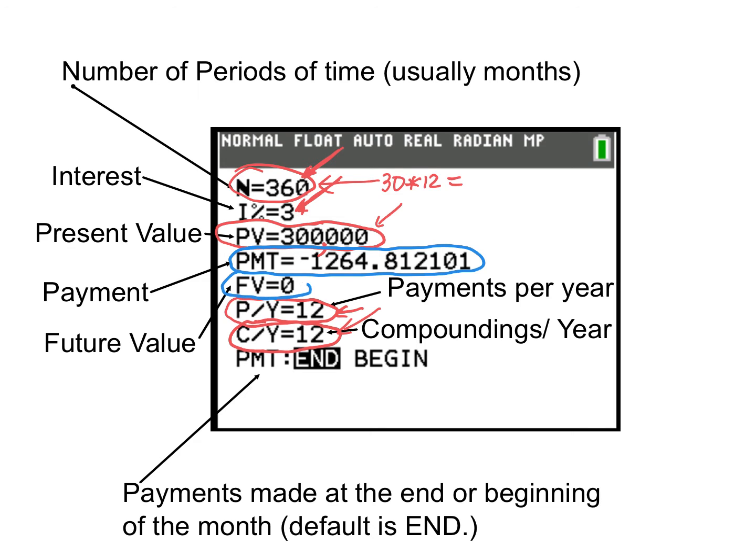Next up is the future value. Now, if you're borrowing money, you borrowed $300,000 to buy a house, the future value is what you want that loan to be worth in the future. And you want it to be paid off? You want it to be 0. You want to not owe anybody any money anymore. Okay, so this future value would be 0 if it's a loan.